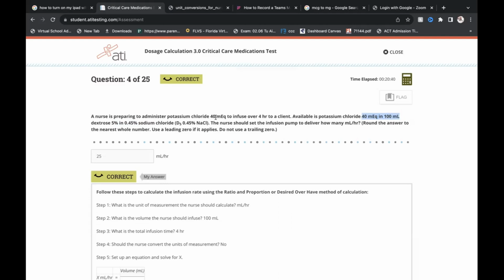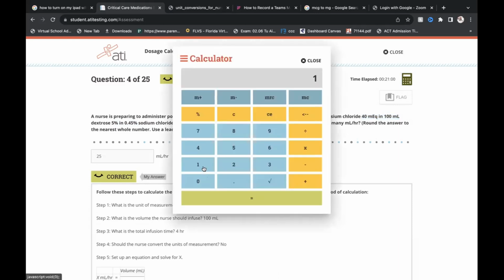So we need to know out of the 40 MEQ we have, how many 40 MEQs we have, which is 1. So for every 40 MEQ, it's going to have 100 milliliters. So if there's only one 40 MEQ, we times that by 100, and 1 times 100 is 100.